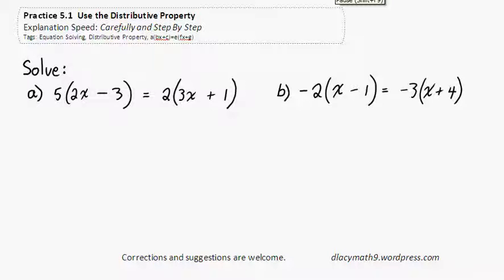Practice 5.1. Use the distributive property, where the explanation speed is careful and step by step. First of all, look at A with me. It's an absurd looking statement. It says, take a number and double it and subtract 3 from that. Then take the whole thing and multiply it by 5.